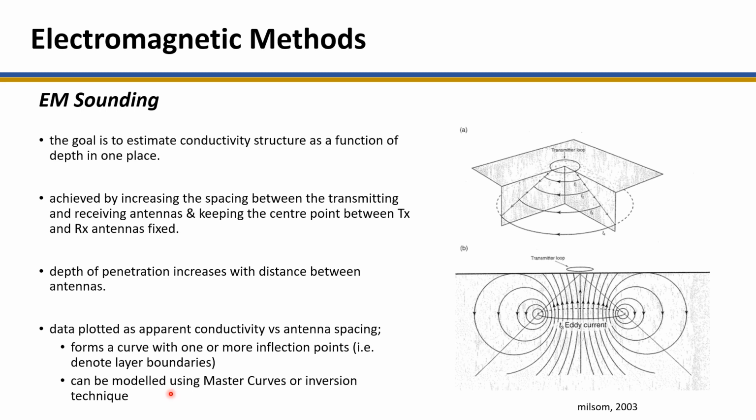The data from an electromagnetic survey can be modeled using master curve and/or inversion techniques. Master curves are empirical curves that relate the apparent conductivity to the antenna spacing for different types of subsurface material. Inversion techniques are mathematical techniques that are used to estimate conductivity structures of the subsurface from data collected from an electromagnetic survey. But the disadvantage of using master curves is that it can only proceed up to two to three layers of the subsurface. Beyond that, it's very difficult to do the modeling using the master curve.